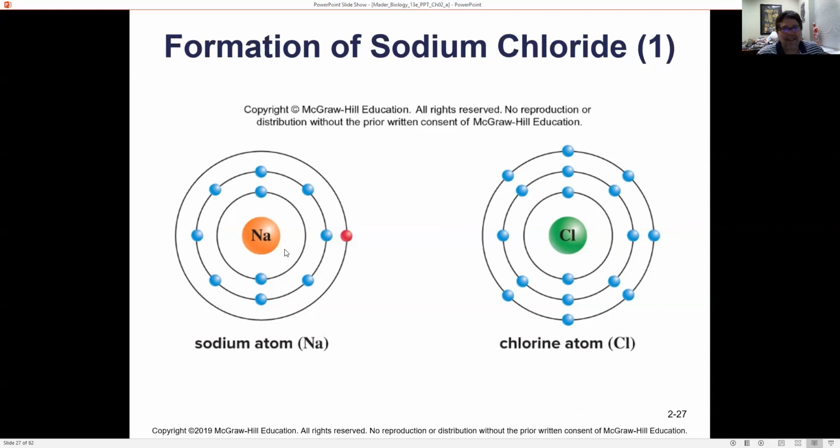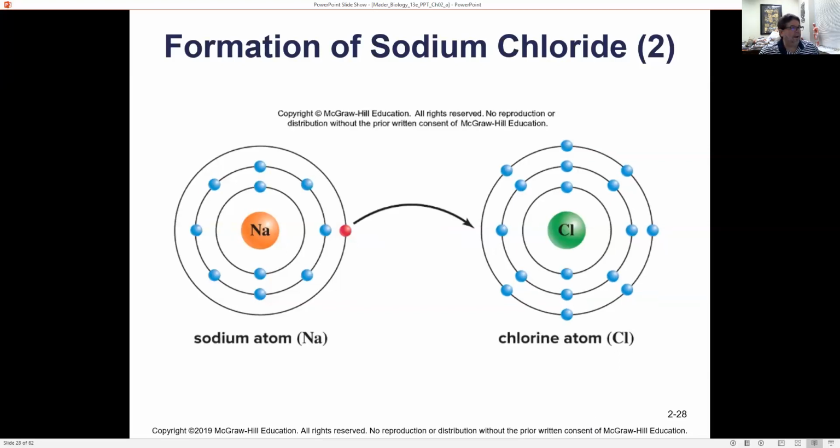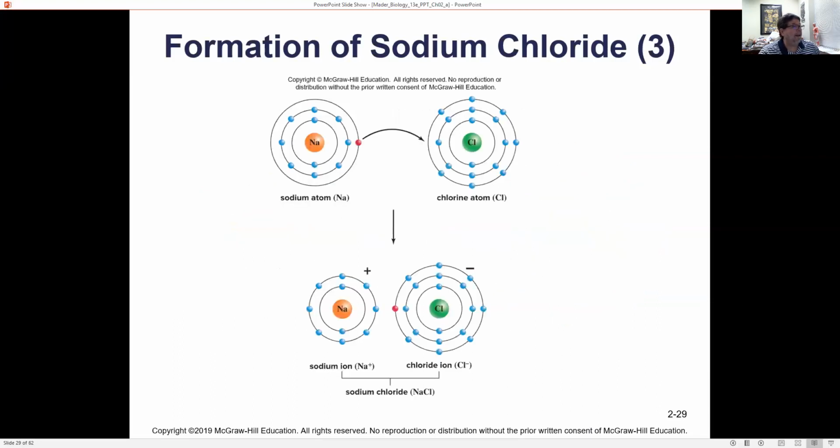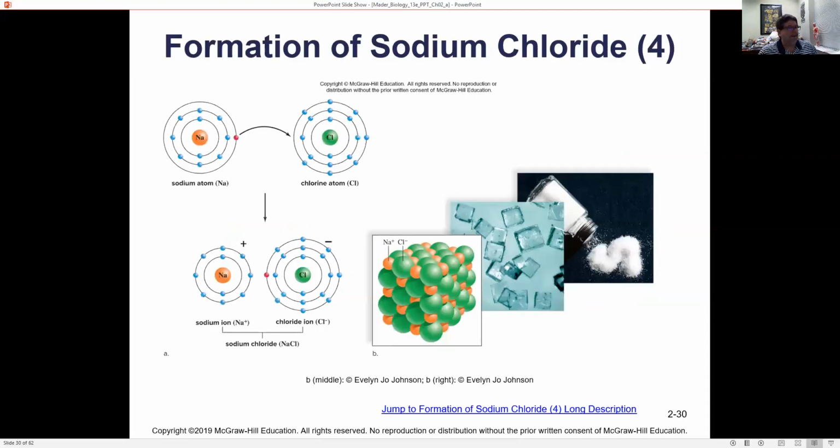So an ion is nothing but an atom that has gained or lost an electron. Chlorine now has gained an electron. It is now stable with 8, but it is a -1 charge. So when that sodium electron leaves and goes over, you create a sodium ion that has a +1 charge and a chlorine ion with a -1 charge. Opposites attract. That's our ionic bond, and bam, you got table salt. There it is. Isn't that the coolest thing ever?